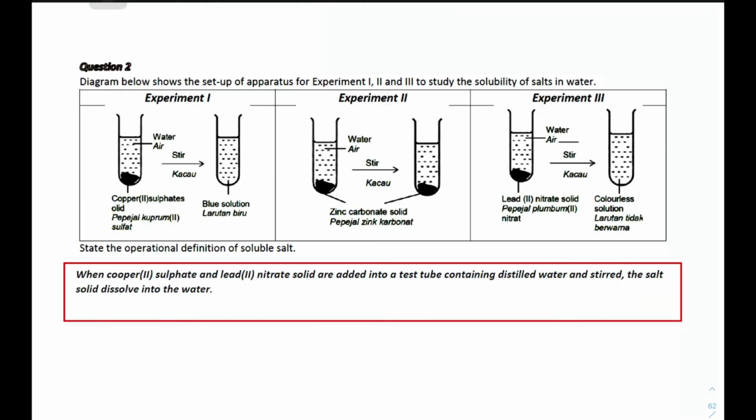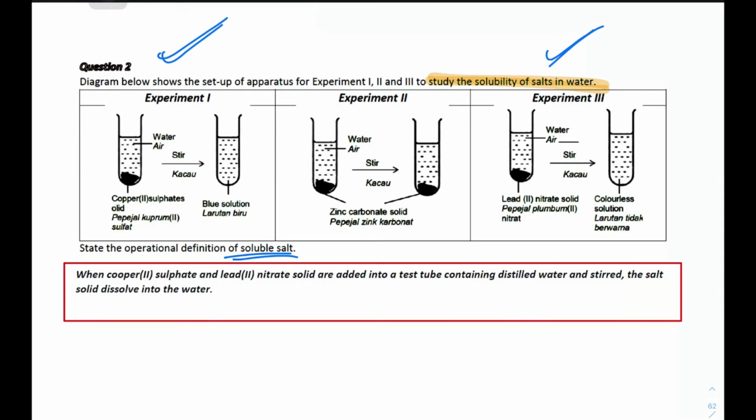This is an experiment that wants us to study the solubility of salt in water. And the question wants us to give the operational definition for soluble salt only. So let's see the result. Copper(II) sulfate solid becomes blue solution. It has dissolved. That means experiment 1 is soluble. Zinc carbonate solid, the solid still remains. That means it is insoluble. Lead(II) nitrate solid, colorless solution. Oh, it is soluble. So how can we make this operational definition?